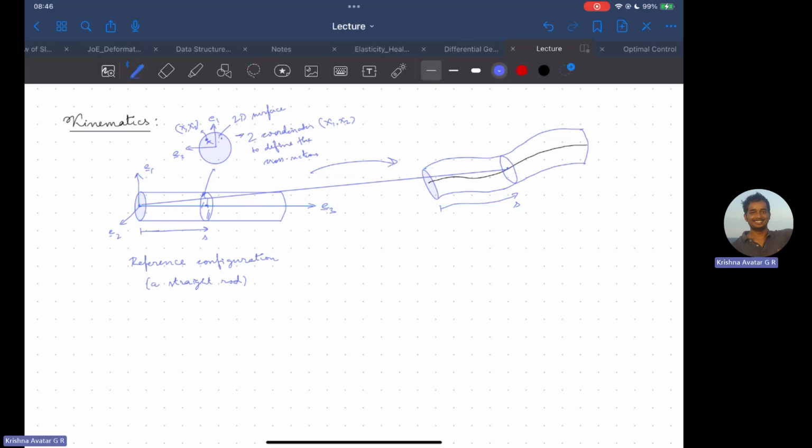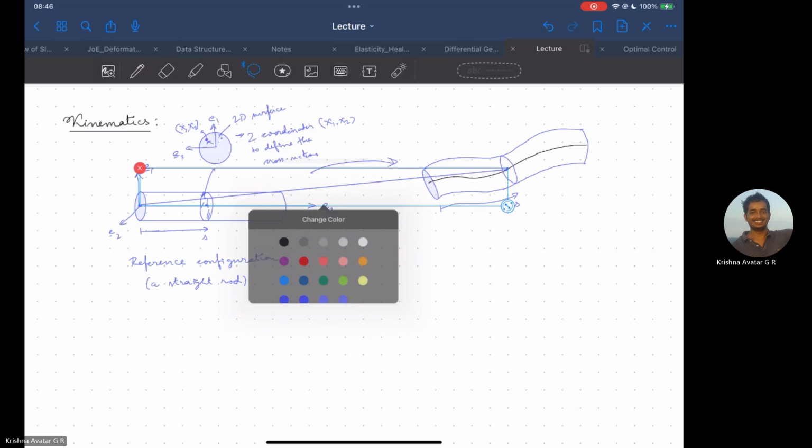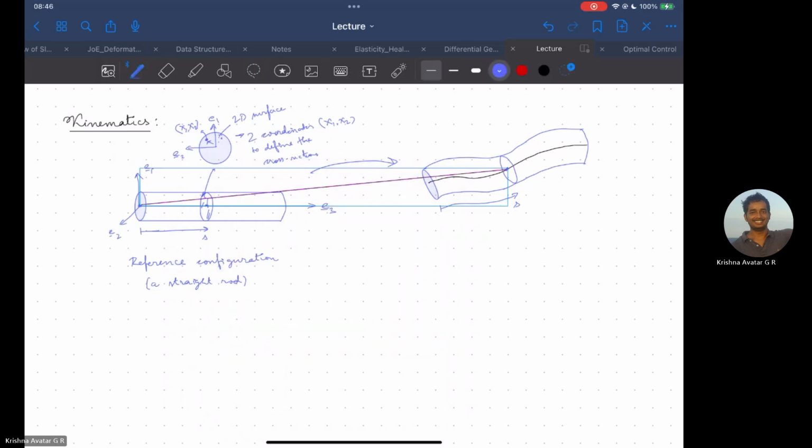Fine, I think this should solve it. Okay, so this gives us the position of the centerline with respect to the origin of the E1, E2, E3 frame.